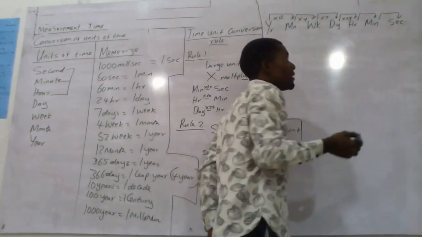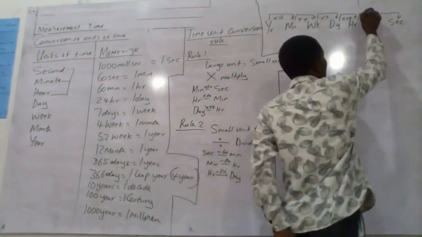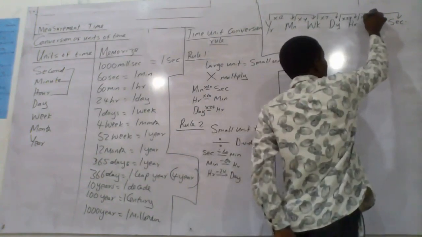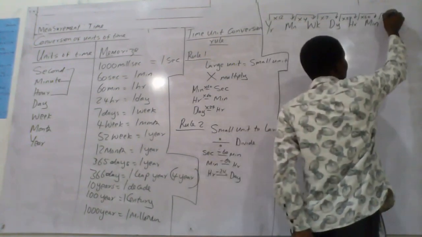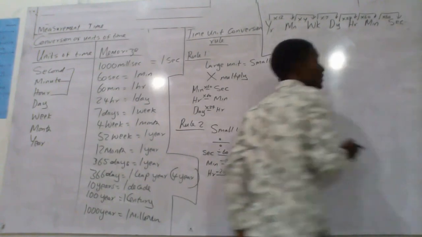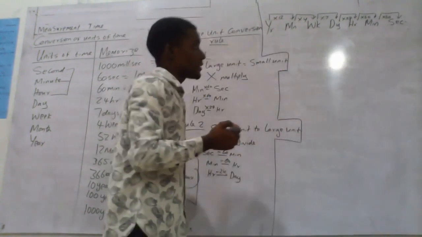How many minutes make an hour? That's 60 minutes. I multiply by 60. How many seconds make a minute? That's 60 seconds. I multiply by 60.